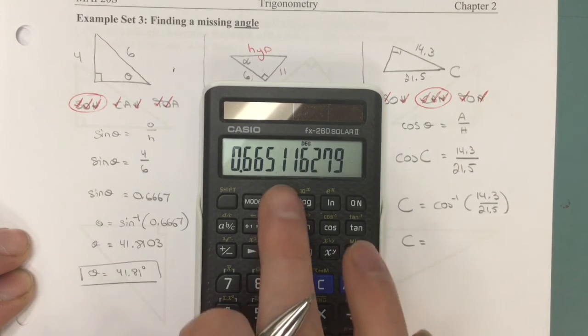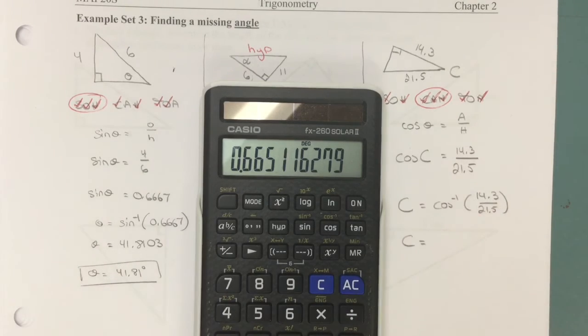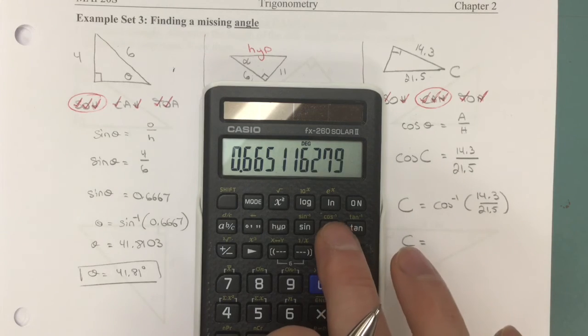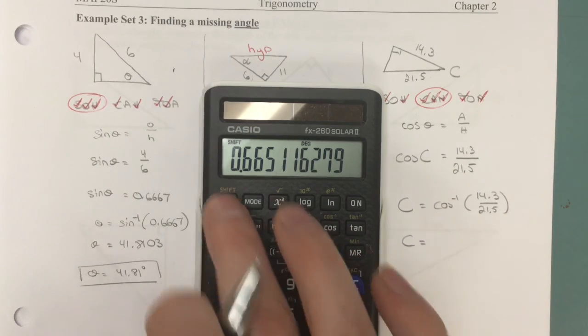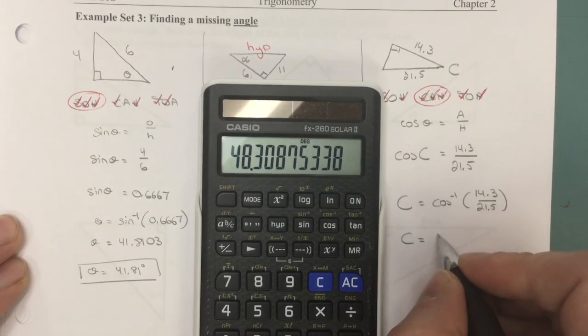So there's that ratio, 14.3 divided by 21.5. That's my cosine ratio, but I want to find the angle, which means I will use the inverse cos button to find out what the angle is equal to. And that is 48.3088.